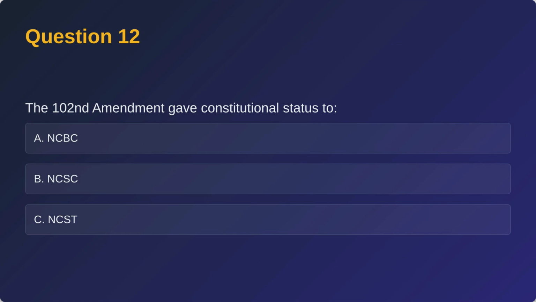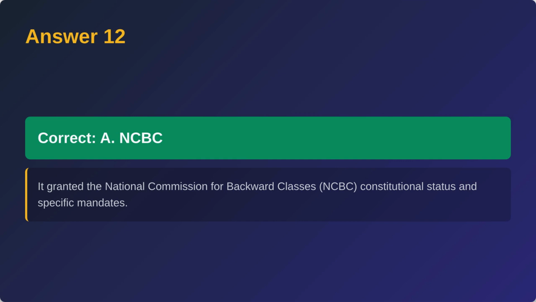Question 12. The 102nd Amendment gave constitutional status to which body? Answer 12. The National Commission for Backward Classes. It granted the Commission constitutional status and specific mandates to protect backward classes.